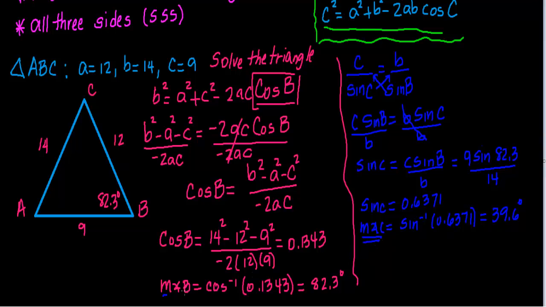I have the measure of angle B, I have the measure of angle C. All I need now is the measure of angle A, which is just taking 180 and subtracting 39.6 plus 82.3. So the measure of angle A is equal to 58 degrees. Okay? And there you have solved the whole triangle. You're done. You have all three sides, you have all three angles.